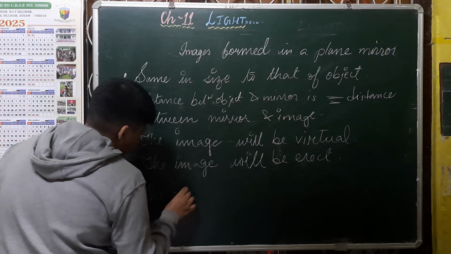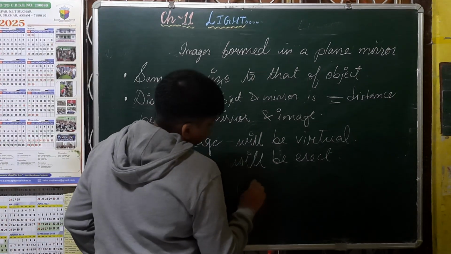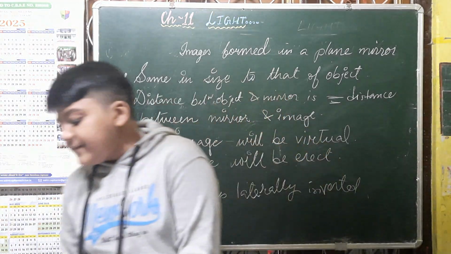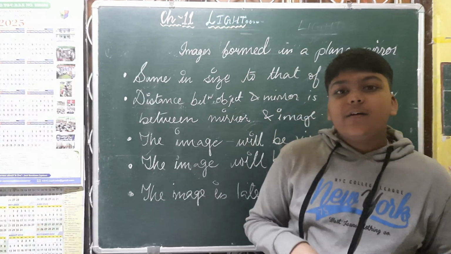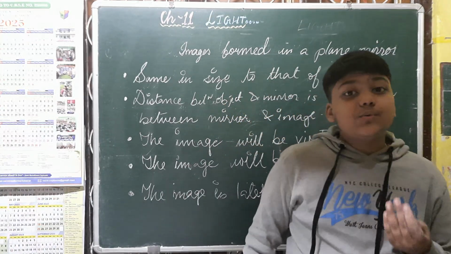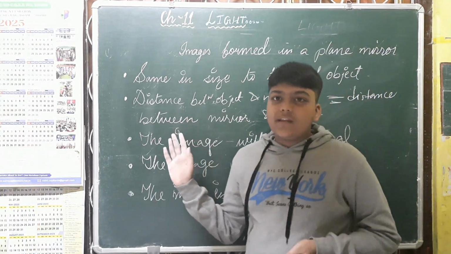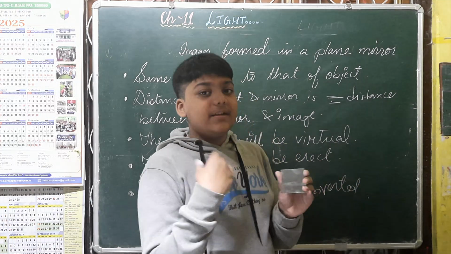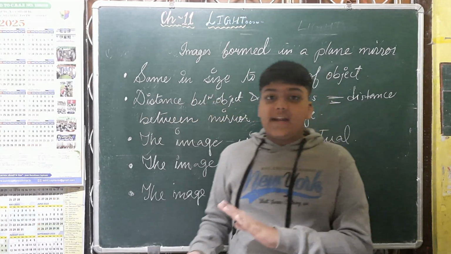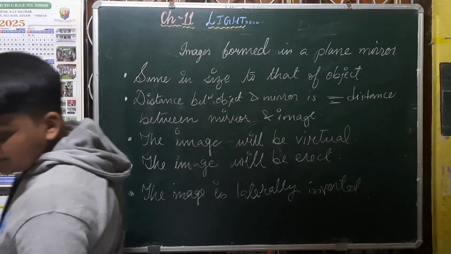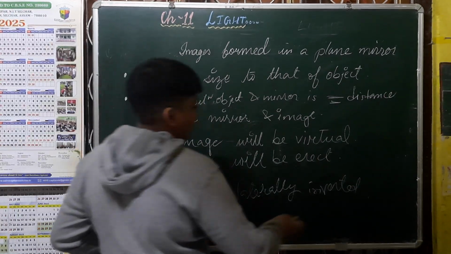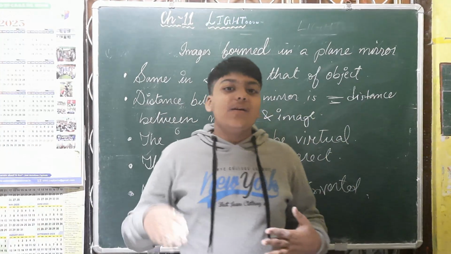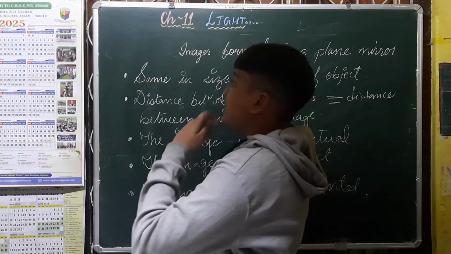And even the image is laterally inverted. What is lateral inversion? Lateral inversion is the phenomenon due to which your right hand in the mirror appears to be the left in the image. This is your right hand, this is the mirror. Your right hand will appear as your left hand in the image, and your left hand will appear as your right hand inside the mirror. So the image is laterally inverted. Try to notice that when you stand in front of a mirror, your right hand appears to be the left hand of the image.